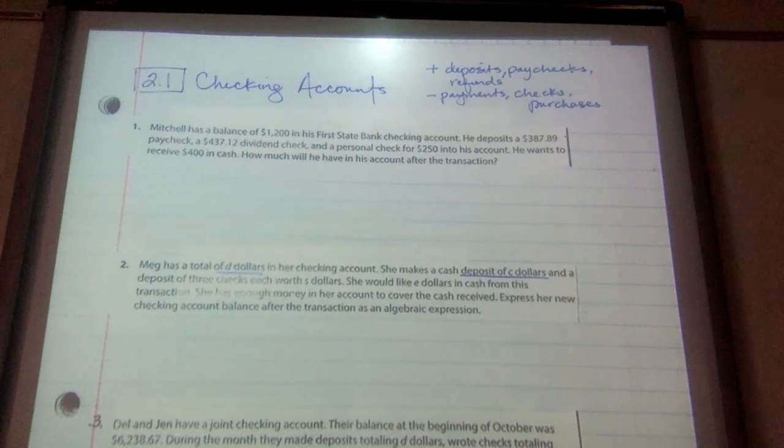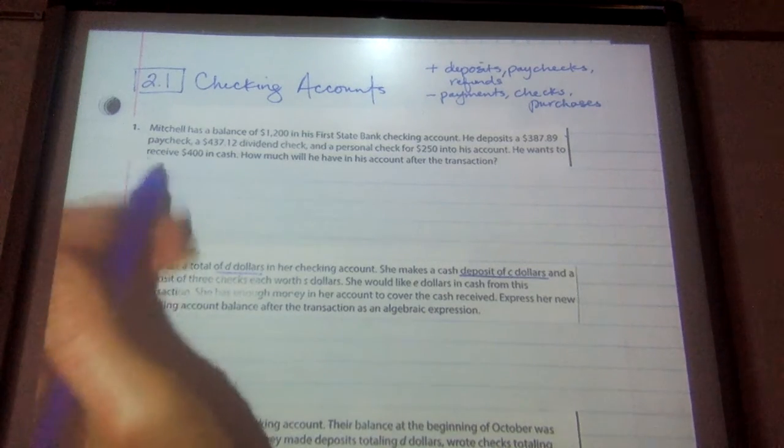So we're going to do a couple examples. Remember that we're dealing with money. So when you round your numbers, you want to round them to the nearest cent. So you're not going to go to the thousandth, just to the nearest cent, like 56 cents. That would be your hundredths place.